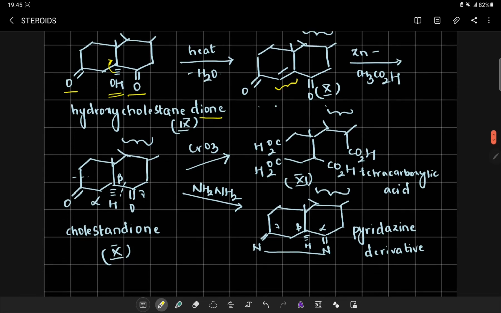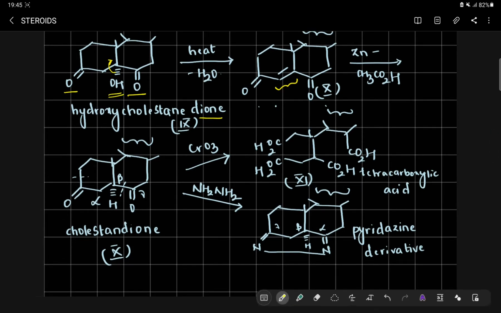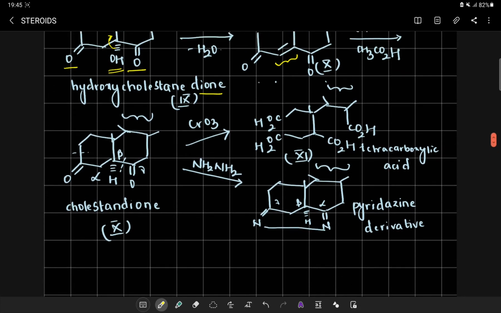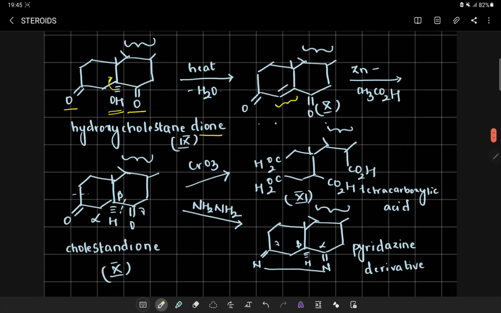Further, the cholestane dione system in the presence of zinc and acetic acid undergoes reduction of this double bond, giving cholestane dione. In the presence of zinc and acetic acid, we reduce this double bond and get a cholestane dione.